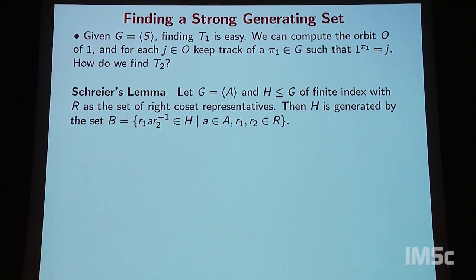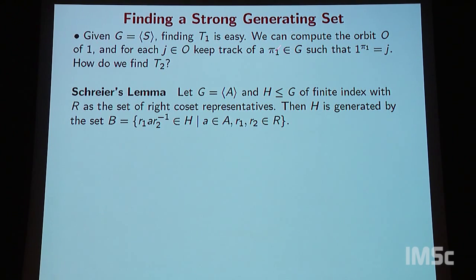So what it says is, suppose G is generated by A and H is a subgroup of G of finite index, so it's a general lemma. And R is a set of right coset representatives. Then all you need to do is to collect all elements of the form R1 A R2 inverse, which belong to H. So these Ri's are from the coset representatives. R is a set of all coset representatives. Collect all elements of the form R1 A R2 inverse, which belong to H, and I claim that's going to generate H.